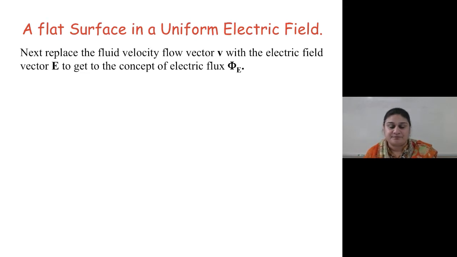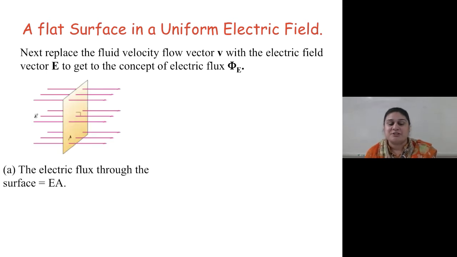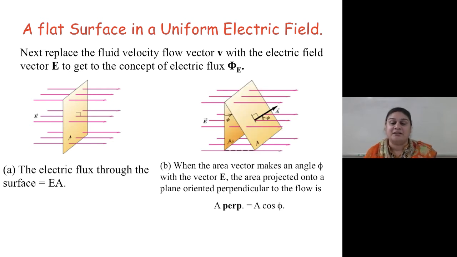Same thing when we talk about a flat surface in a uniform electric field. We replace the velocity flow rate vector with the electrical field vector to get the concept of electrical flux. It's pretty much the same thing, but instead of V, we now get E because we are talking about electrical fields. So the electrical flux through the surface is just going to be E times A, or at an angle, E A cosine theta.